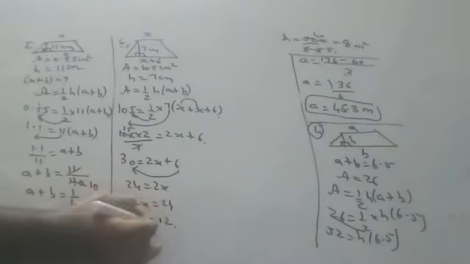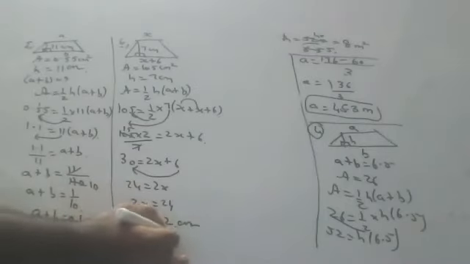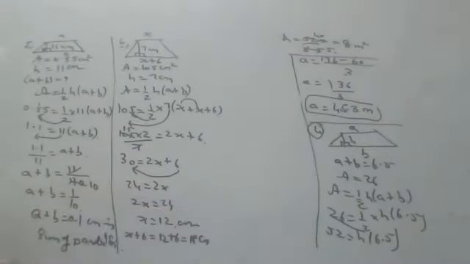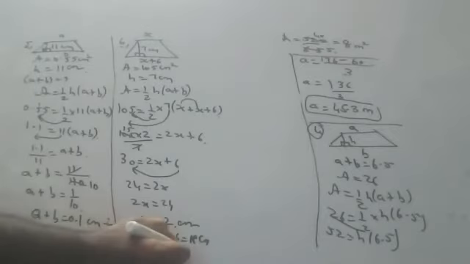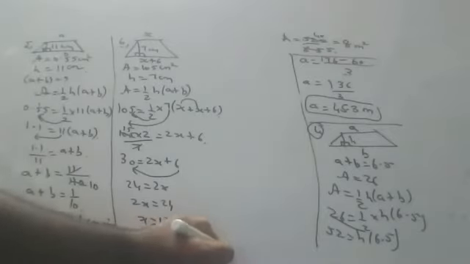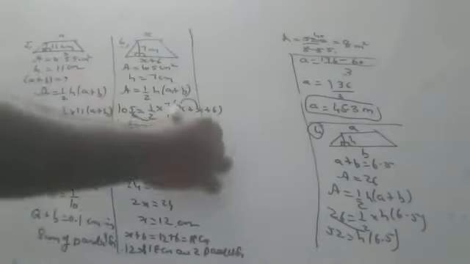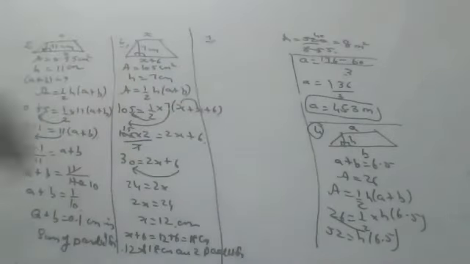So if one side is 12 centimeters, what is the other side? X plus 6, 12 plus 6, 18 centimeters. So what can we write? 12 and 18 centimeters are the two parallel sides. Please copy it, all of you. Okay, don't sit idle like that.